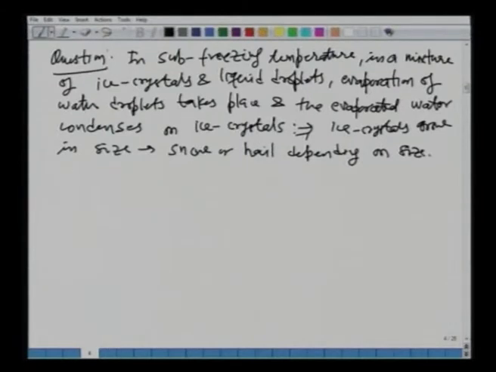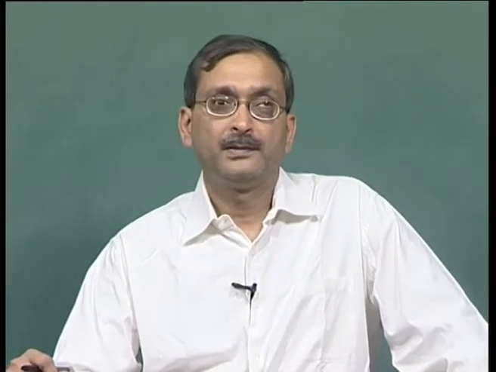Okay. Why does it so happen that when you have a mixture of ice crystals and liquid droplets in the air, the mass transfer takes place from liquid to solid? That is when the hail or the snow is formed, or the size of the solid water increases and we have the hail falling. Okay. Why does that happen?